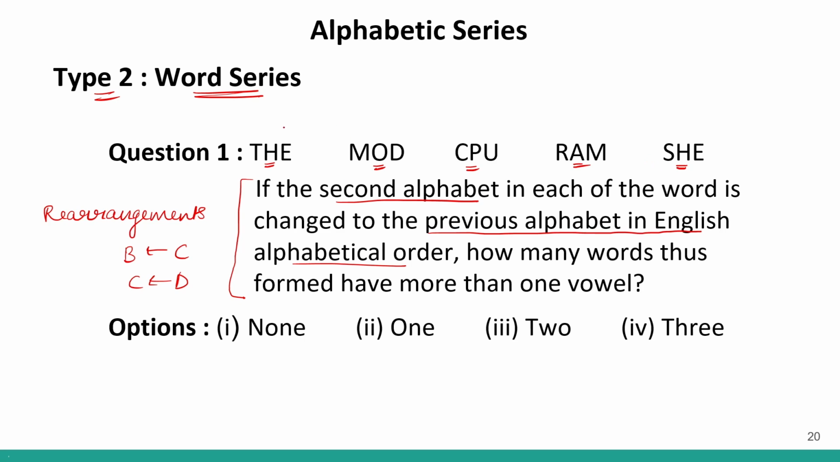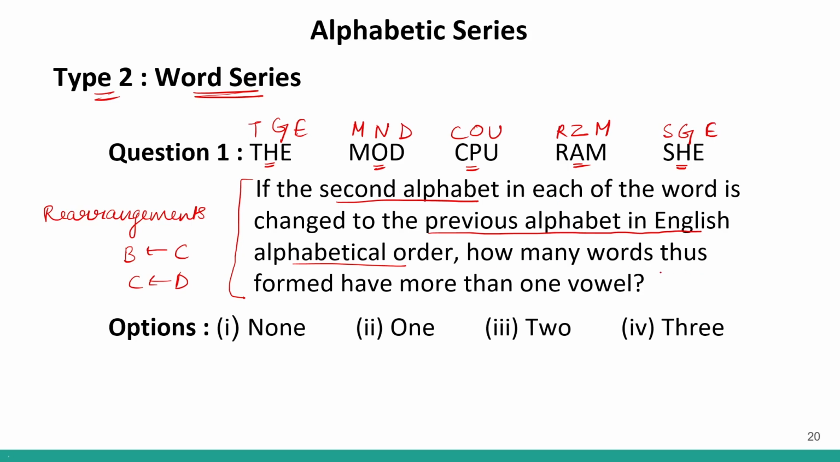So from H we will move to G. From O we will move to N. From P we will move to O. A we will move to Z. Looping, right? And from H again we'll move to G. And then these letters will remain the same. The first and the third letter will remain the same. We will get something like this after rearrangement.